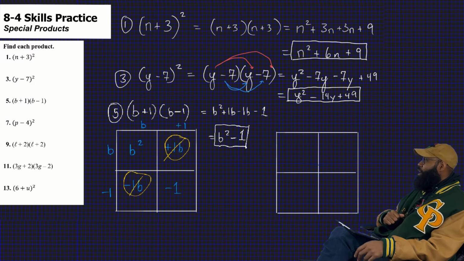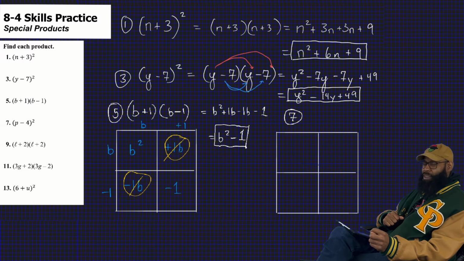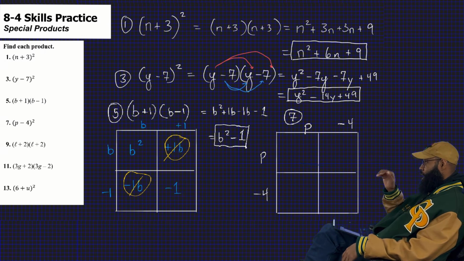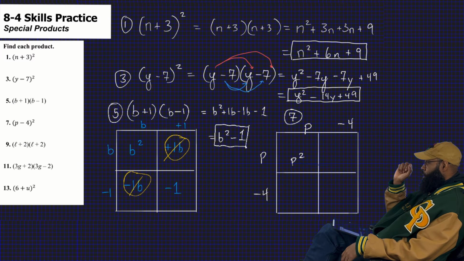So we got b minus 4 all to the second power. Sorry, I said B, I meant P. So P and then -4 on your top, and then P and -4 on the bottom. So fill it in, P times P, P squared. P times -4, -4P, P times -4, -4P, and -4 times -4 is a positive 16.